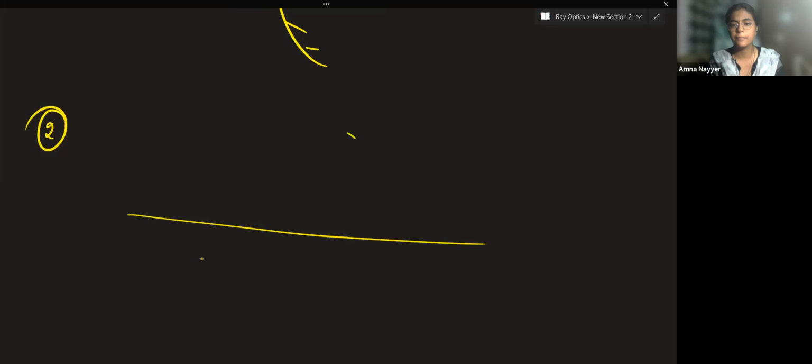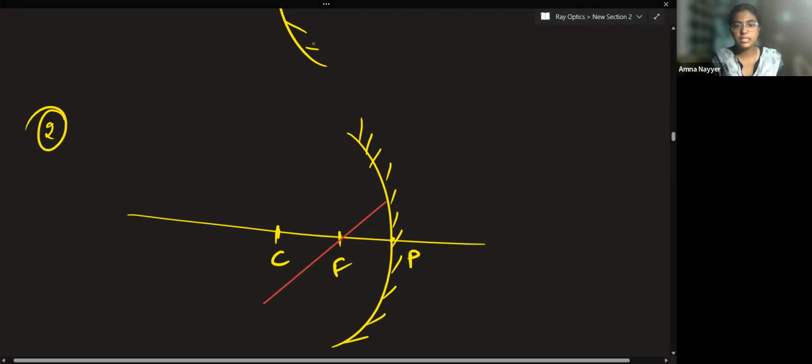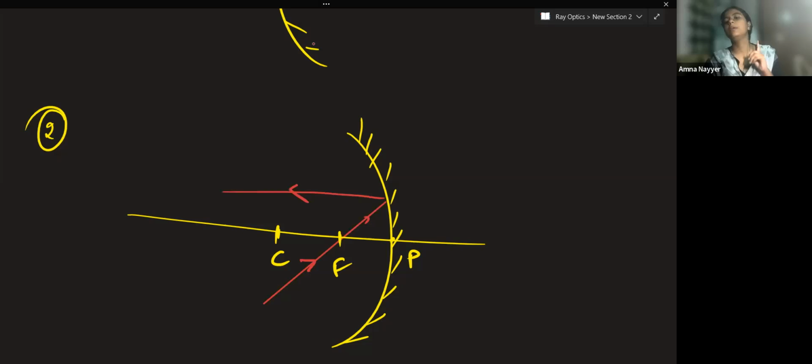Second rule says if the opposite happens. Please draw it with a scale if possible, otherwise it will become very confusing. Focus, pole. If a ray of light passes through the focus, then it will be parallel to the principal axis. All these rules will be combined when you use them. And this is valid for convex also.